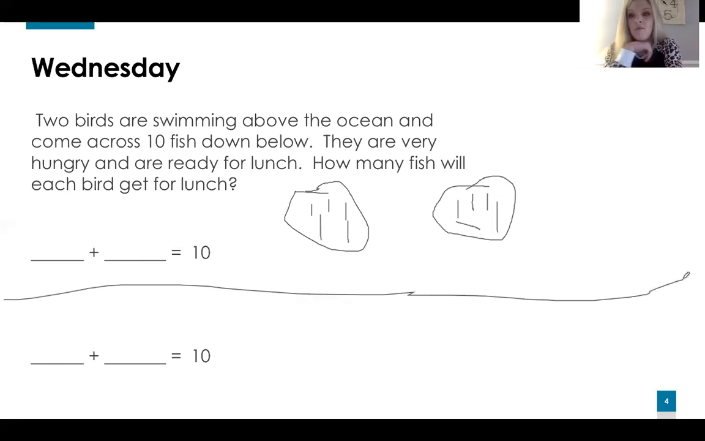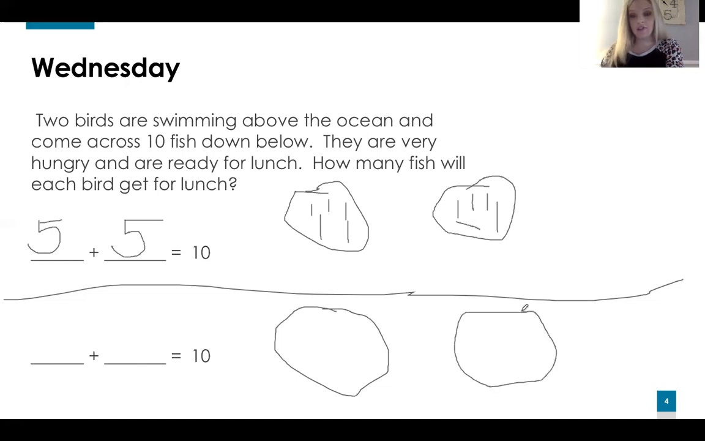How many birds, I'm sorry, there's 2 birds. So how many did each bird get? How many fish? 5, good. And 5, right? They both got the same. So 5 plus 5 equals 10. That's one way. Is that the only way? No. So I could come up with another way.